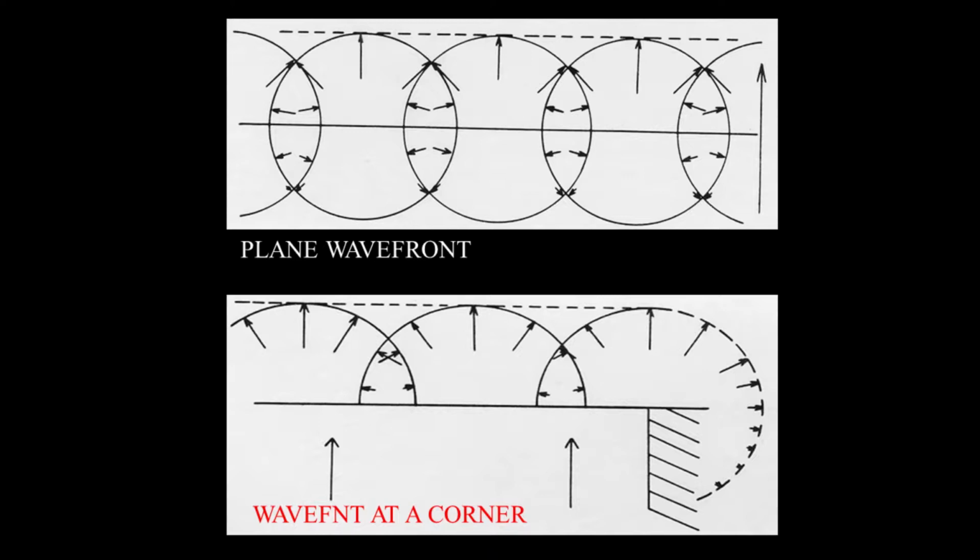However, if for some reason the wavefront is limited, this mutual cancellation is not complete, and the resulting envelope of the secondary wavelets is no longer a plane because it has a diffraction tail.